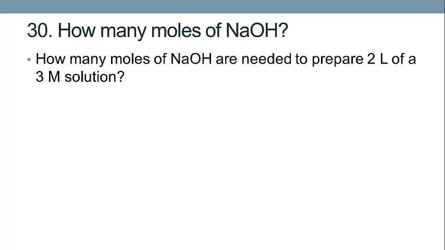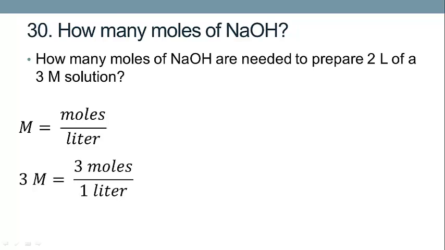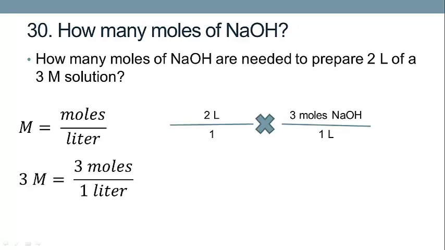How many moles of NaOH are needed to prepare 2 liters of a 3 molar solution? So molarity is moles over liter, and I want a 3 molar solution. So if I were going to make 1 liter, I would need 3 moles of NaOH. In this case, I want to make 2 liters. I know that a 3 molar solution, 1 liter has 3 moles, which means I need a total of 6 moles of NaOH. So I would need to convert that into grams, and then I could weigh out that amount of NaOH using a scale, add it to my 2 liters of water, and I would get 2 liters of 3 molar NaOH.